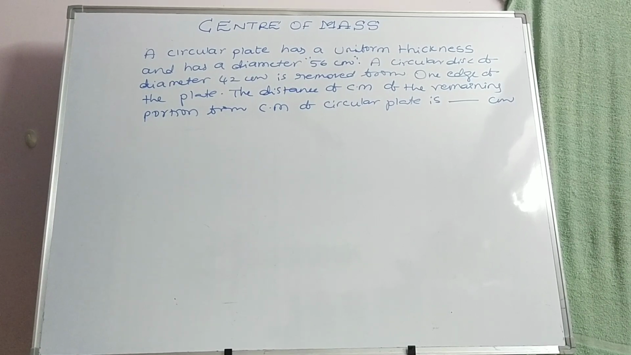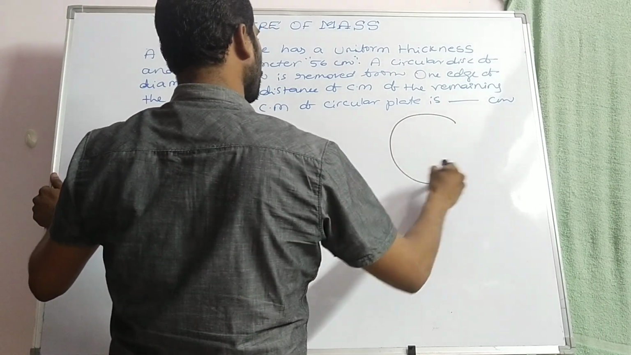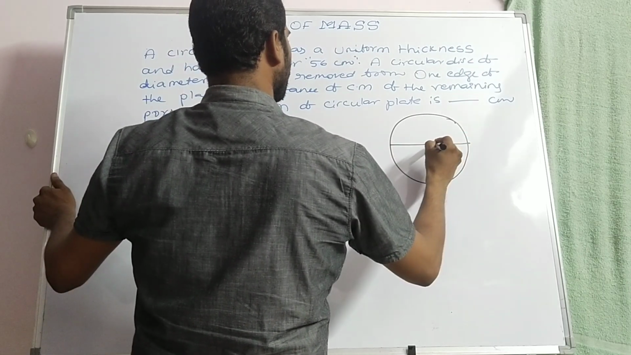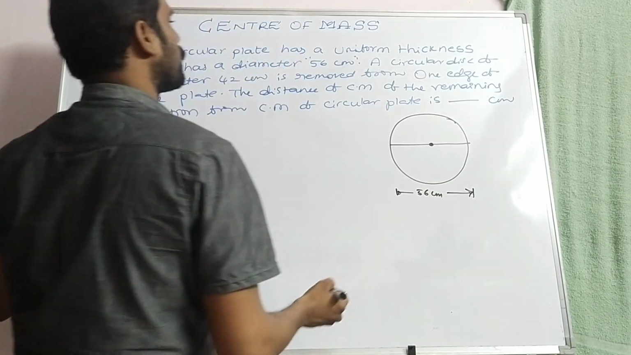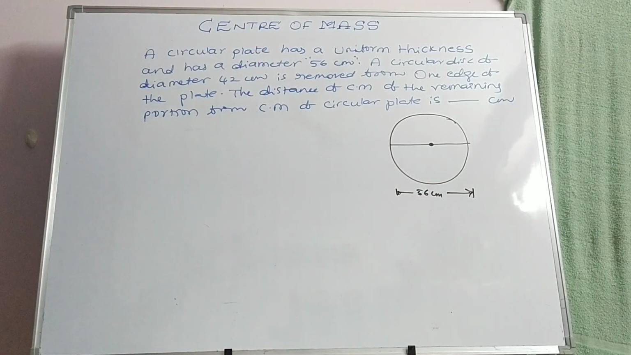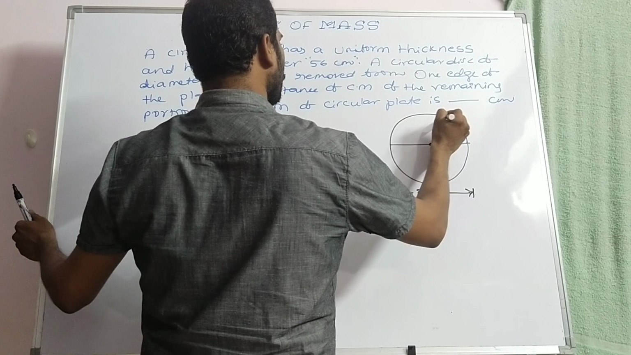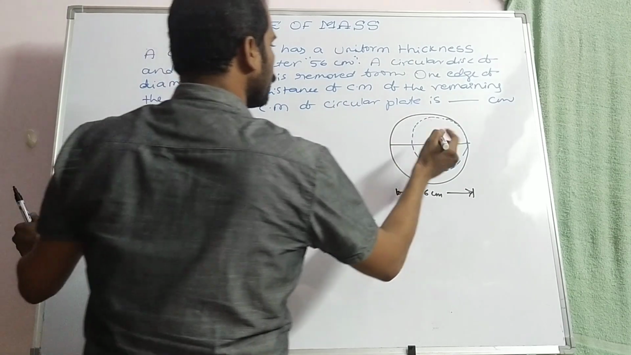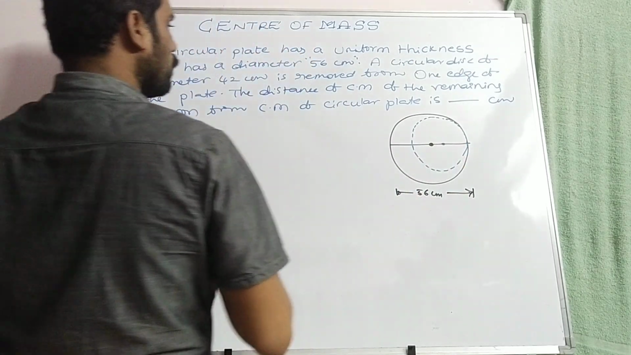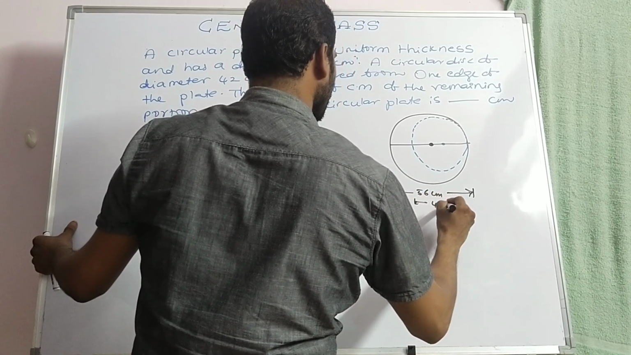Say a circular plate has a uniform thickness and has a diameter of 56 cm. A circular disc of diameter 42 cm is removed from one edge. See here, this is the diameter, 56 cm. Now a circular disc of diameter 42 cm is removed from one edge. So that is 42 cm, which means almost this much of the portion will be removed. Okay, so the diameter given is 42 cm.